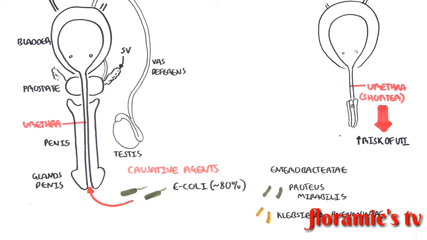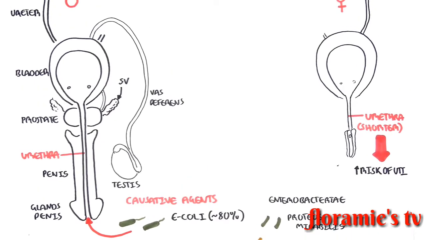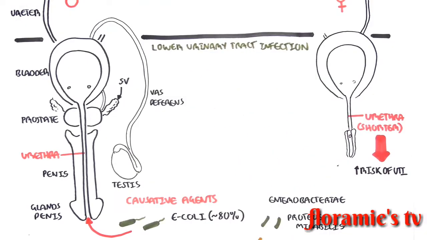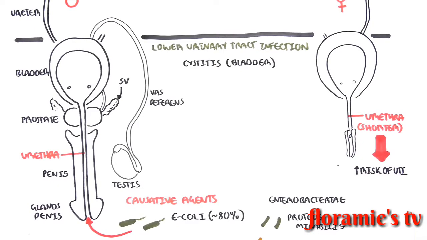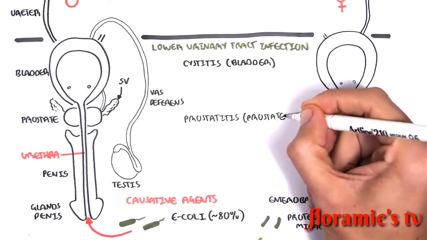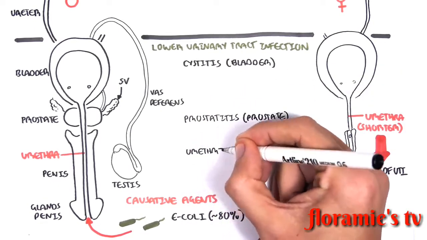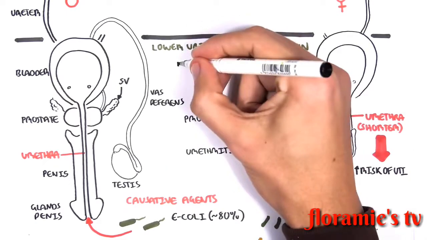The bacteria will cause a lower UTI usually, and this can be either cystitis, which is infection of the bladder, prostatitis, which is infection of the prostate gland, and urethritis, which is infection of the urethra.